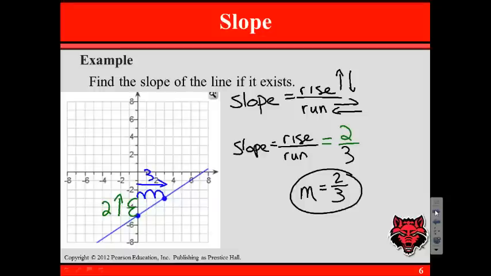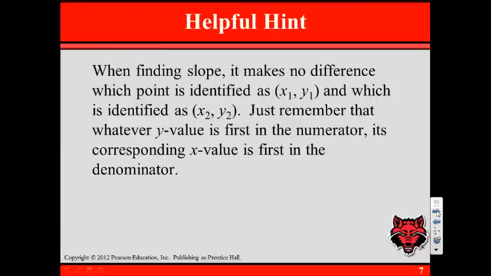Now, if you wanted to go through the process of labeling 2 points, finding their ordered pairs, and then plugging those into the slope formula, you could do that. And this way is much faster if you will remember that slope is rise over run. I've already mentioned this. When finding slope, it makes no difference which point is identified as x1, y1, and which point is identified as x2, y2. Just remember that whatever y value is first, its corresponding x value must be first in the denominator.